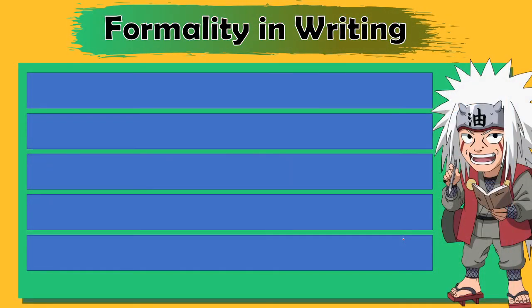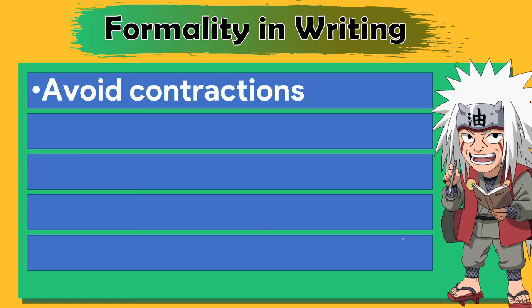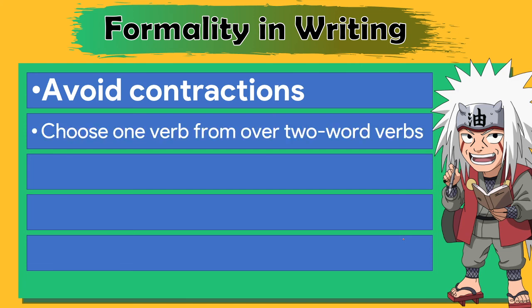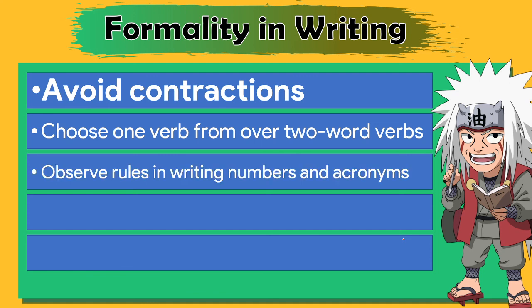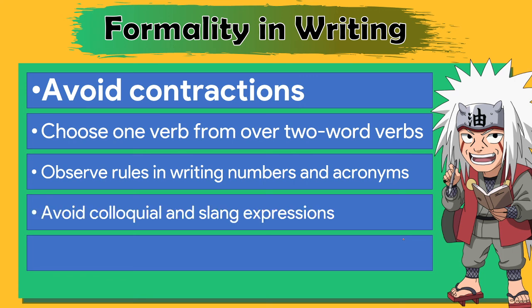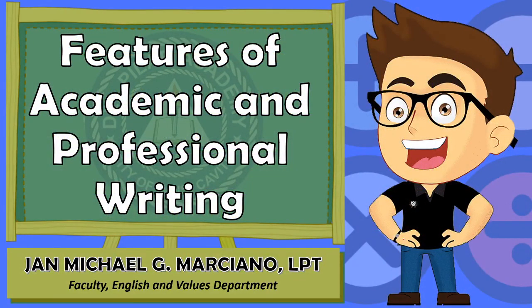So again, to show formality in writing, you must consider the following. First, avoid contractions. Second, choose one verb over two-word verbs. Third, observe rules in writing numbers and acronyms. Fourth, avoid colloquial and slang expressions. And lastly, avoid figurative language. So again, that is one of the features of academic and professional writing.